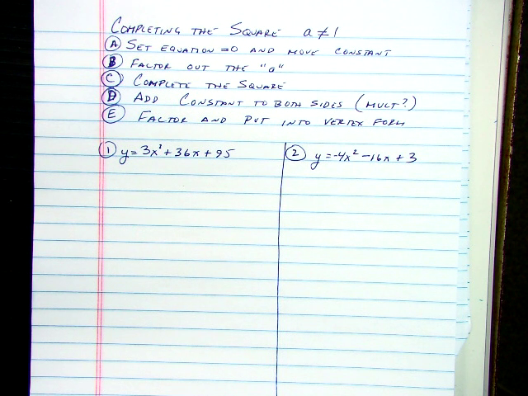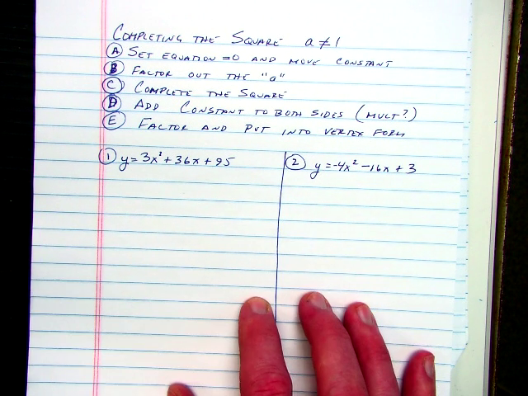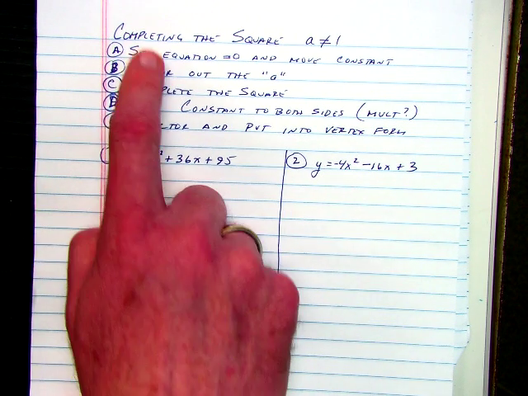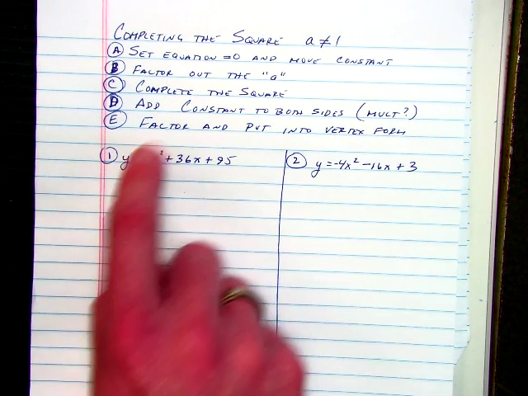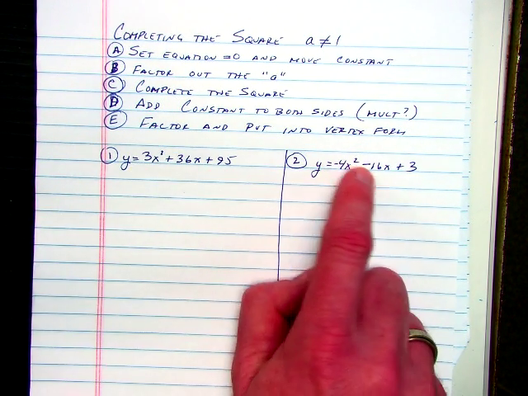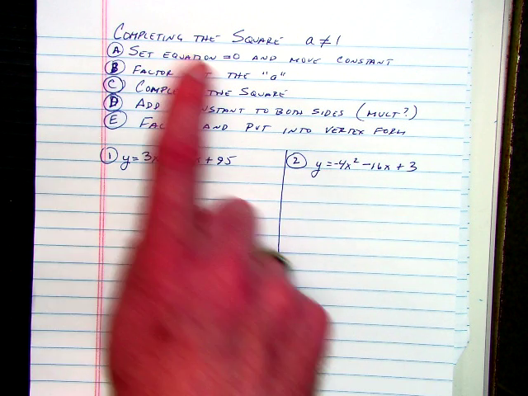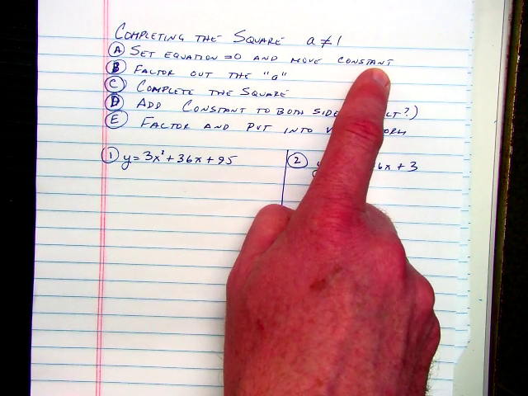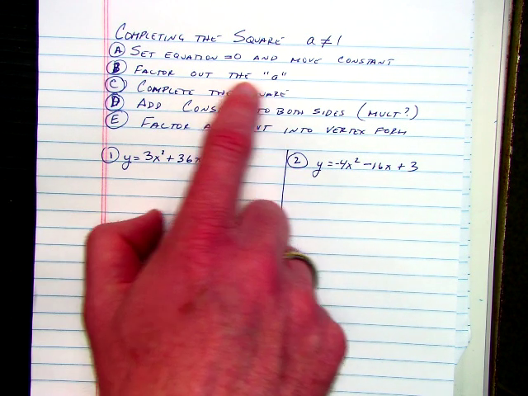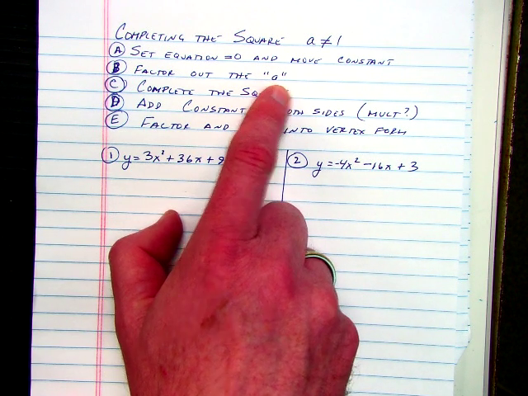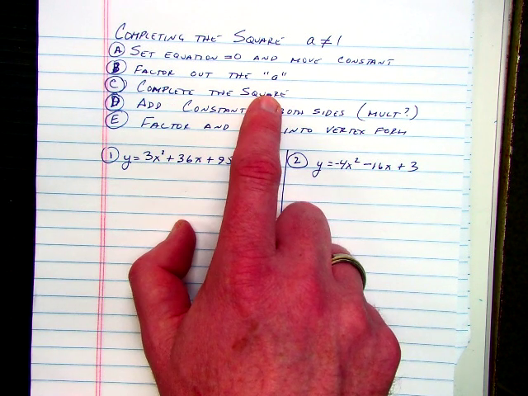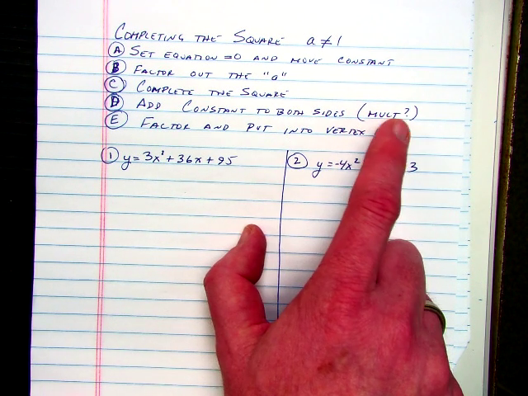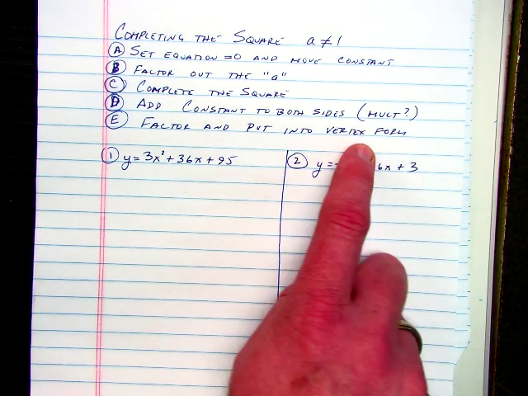Okay, so today we're going to follow on what we did in class. We're going to do completing the square when a is not 1, because here a is 3 and a is negative 4. So like before, we're going to set the equation equal to 0 and move the constant. But the difference now is we're going to factor out the a. Then we're going to complete the square. We're still going to add the constant to both sides, but we're going to do some multiplication with it too. Factor it, then put it into vertex form.